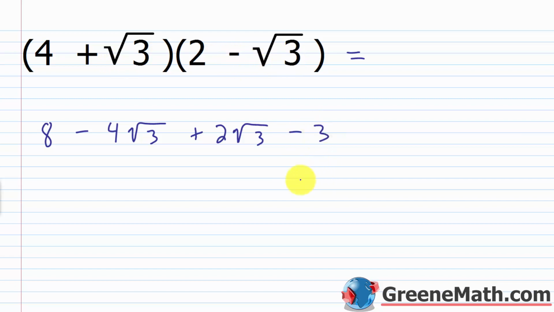So what can I combine? 8 minus 3 is 5. And then negative 4 times square root of 3 plus 2 times square root of 3 is negative 2 times square root of 3. So you get 5 minus 2 times square root of 3 as your answer.